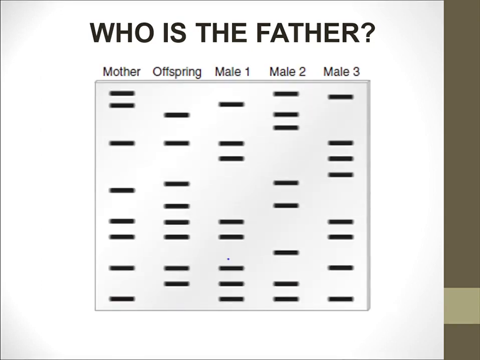So let's look at this example. I've got the mother over here, so this is her DNA fingerprint. I have the offspring's fingerprint, and I have potential father 1, father 2, and father 3. We need to decide who is the father. The best way to attack this kind of question is to look at the offspring's DNA and, per band, ask who it is accounted for by. So, pause the video for a sec and decide for yourself who is the father.